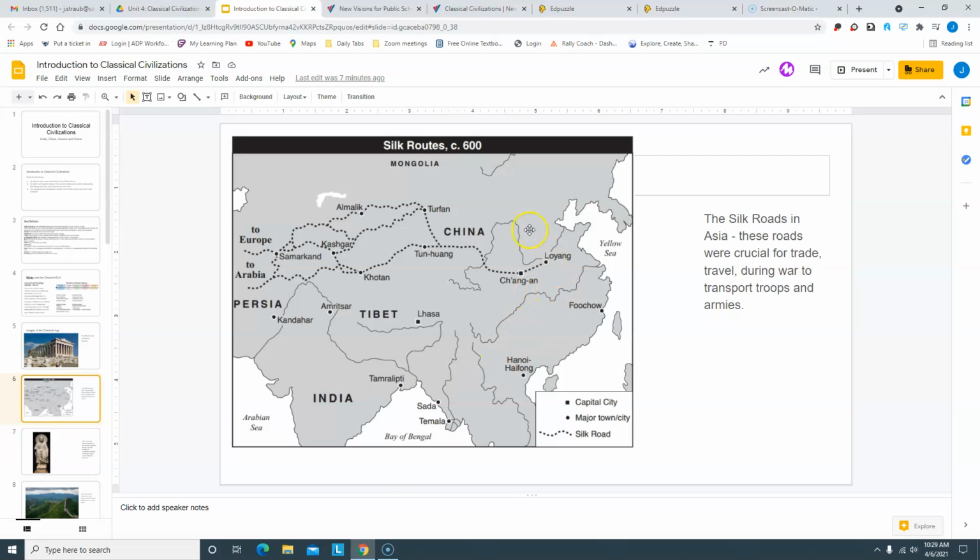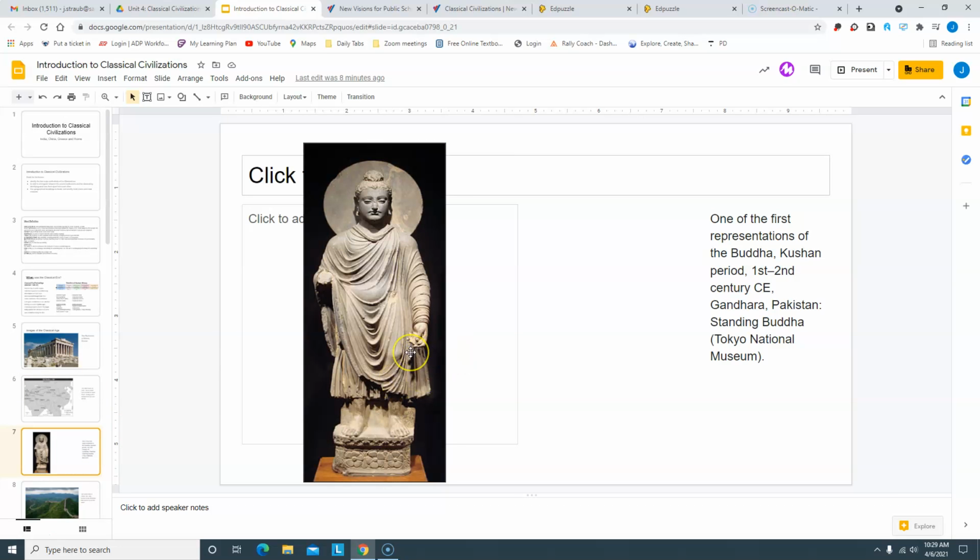This is a map of the Silk Roads. We're going to be talking about the Silk Roads and how the Silk Roads interconnected these classical civilizations. The Silk Roads in Asia, so this is China, Tibet, India. The Silk Roads in Asia, these were crucial for trade, travel during war to transport troops and armies. Here's another image of classical China. One of the first representations of the Buddha.